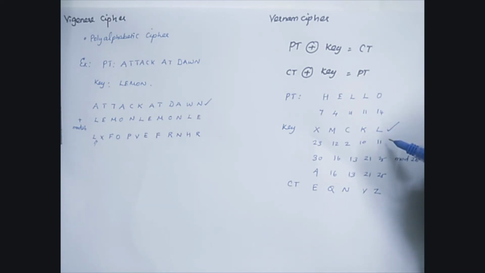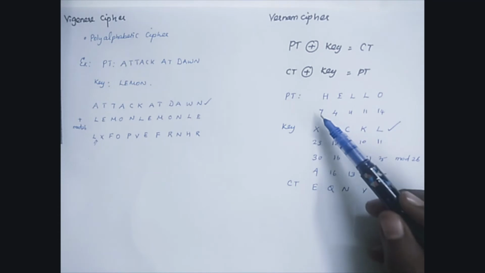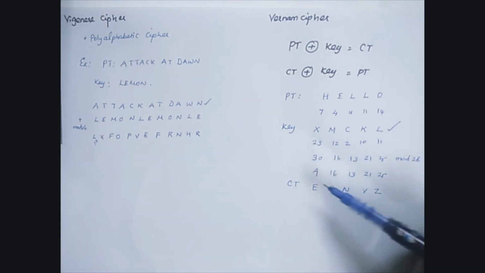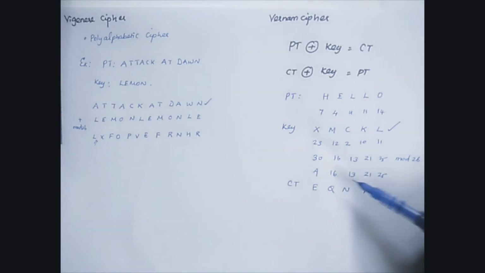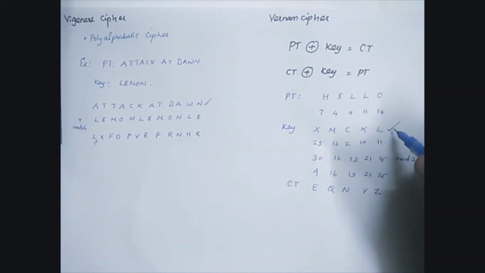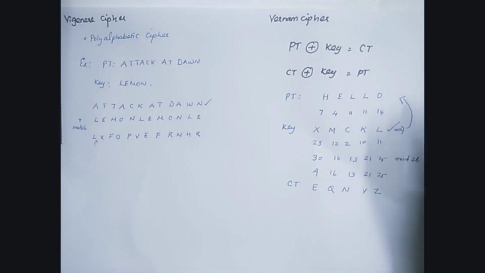Again its numerical value is replaced. Then we just add these two values and performing mod 26 we get the values: 7 plus 23 is 30, 30 mod 26 is 4. Likewise 4 plus 12 is 16, 16 mod 26 is 16. So we get the ciphertext as EQNVZ after remapping the numerical values to the plaintext. One of the differences between the Vigenere cipher and the Vernam cipher is that here the key size should be equal to the plaintext character size.